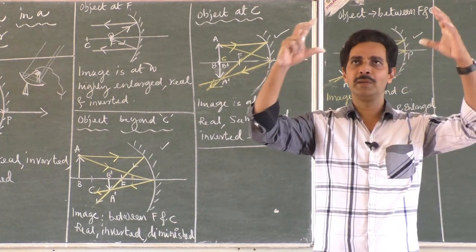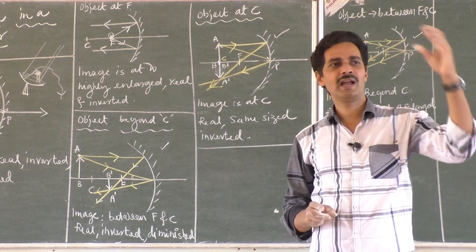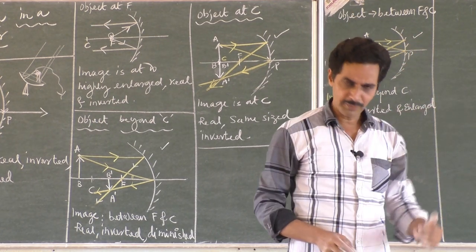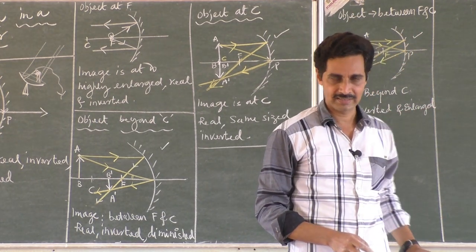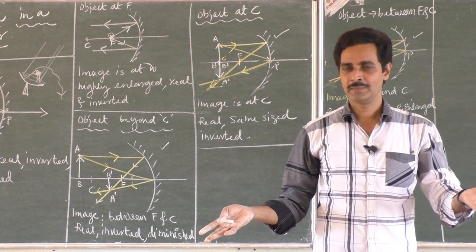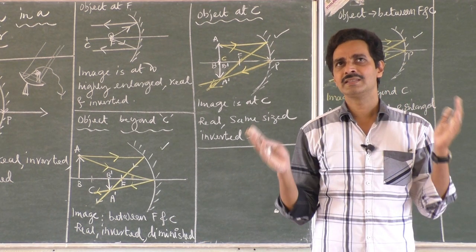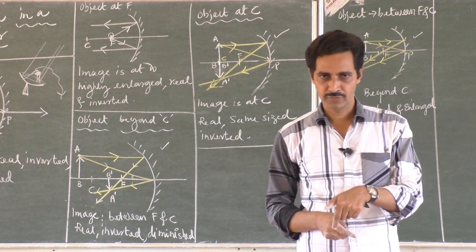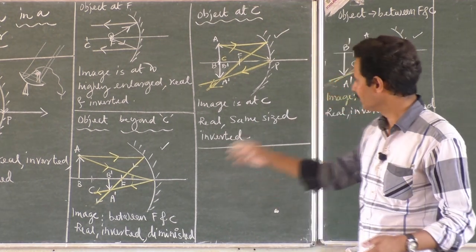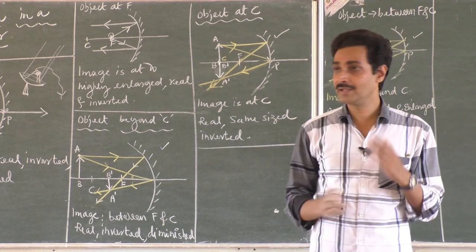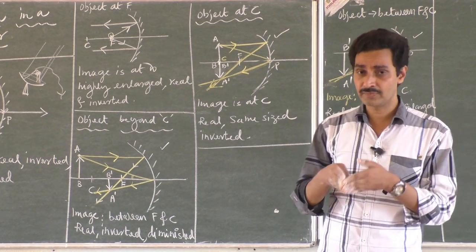So all that table, when the object is kept beyond C, at F, at infinity, you have some 5 to 6 different possible cases. But you need not remember it. Theoretically go to the points. When the object is at infinity, parallel rays, the image is at focus. Real. And all the images are real, you see. Everything is real, and really the rays of light meet.